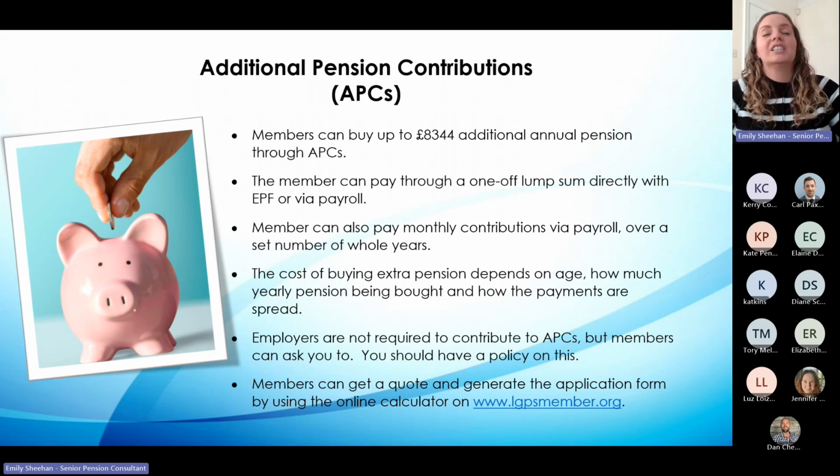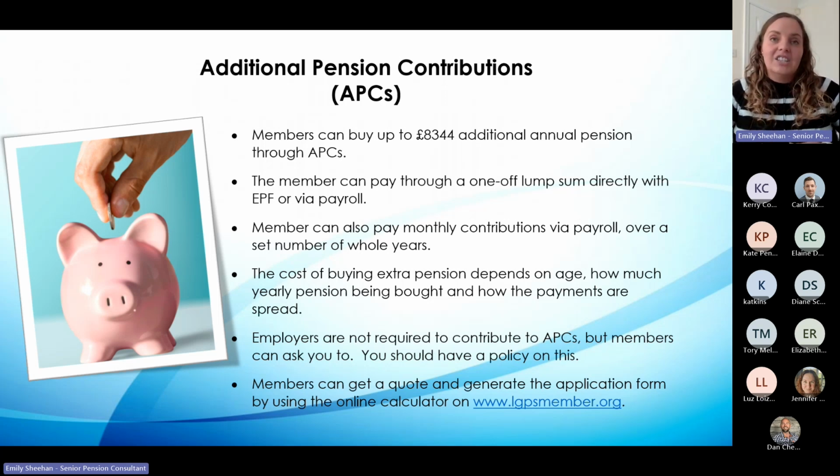Members can choose to do this through a one-off lump sum, which they pay us directly, or they can choose to have an X amount coming out of their pay every month. They have to do it in whole years. They can't say, I want to pay £100 a month for 6 months. It has to be 12 months, 24 months, 36 months.